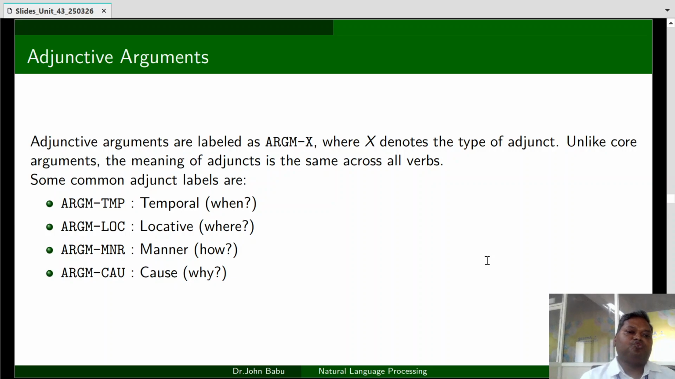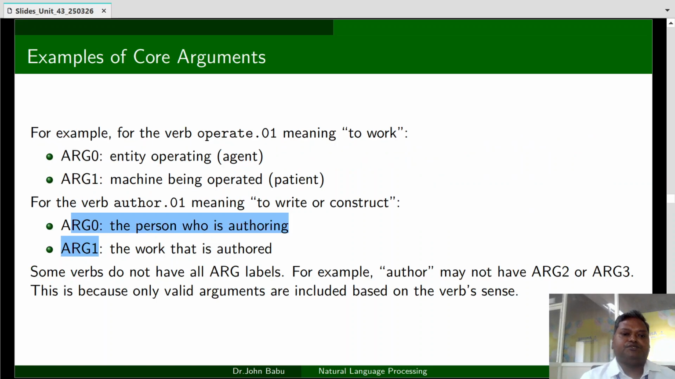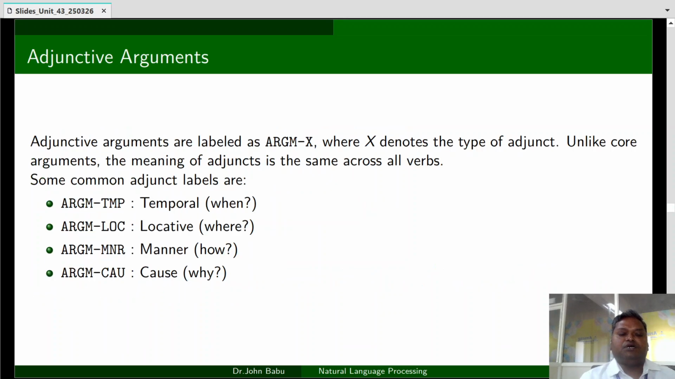Apart from these core arguments, there are adjunctive arguments. Shall we see all these six arguments?